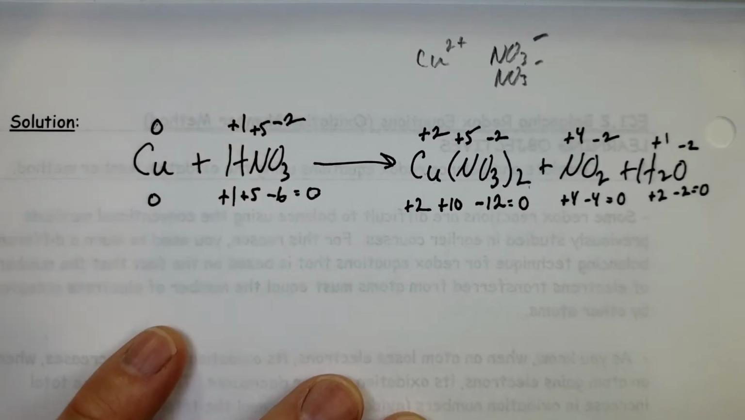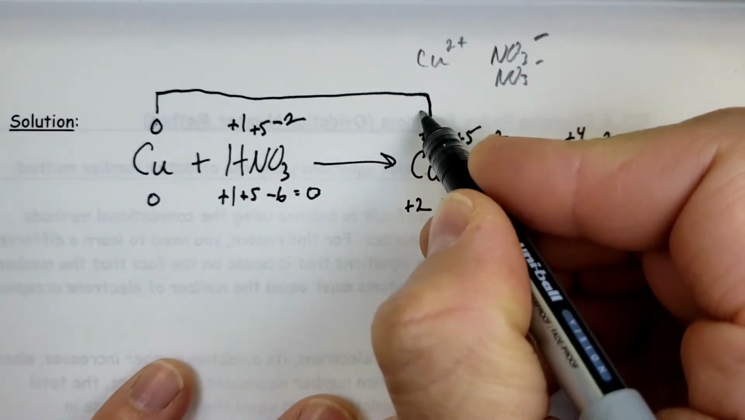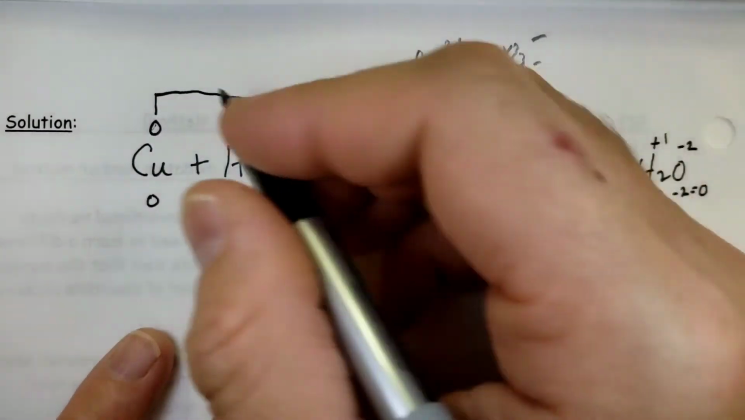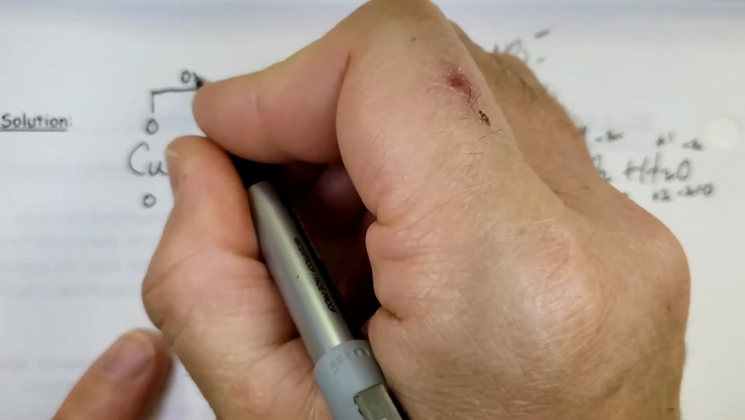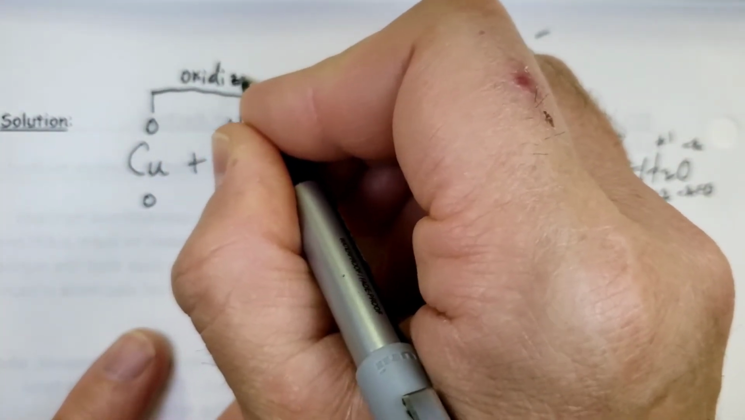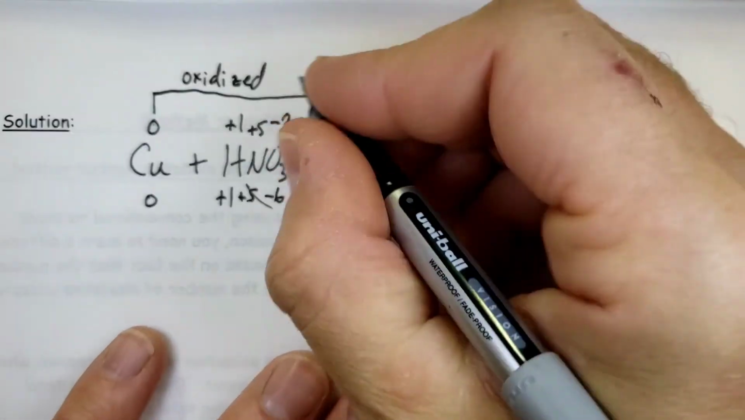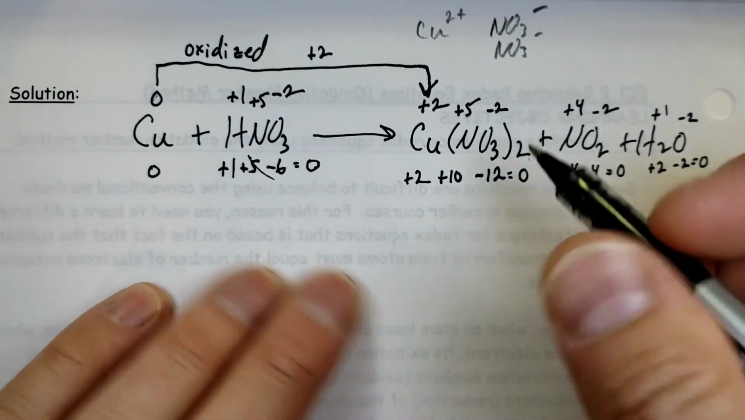Now we'll take a look at what's changing here. So we know copper is changing. It's going from a 0 to a 2. And from our previous page, when I'm getting more positive, lose electrons, oxidation. So it's oxidized. And the net change that happens here, we're going from 0 to plus 2. So that's a plus 2.